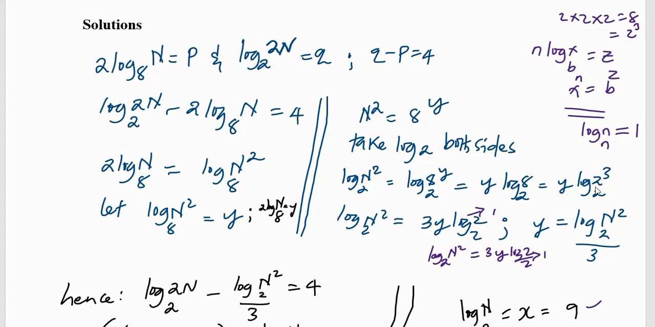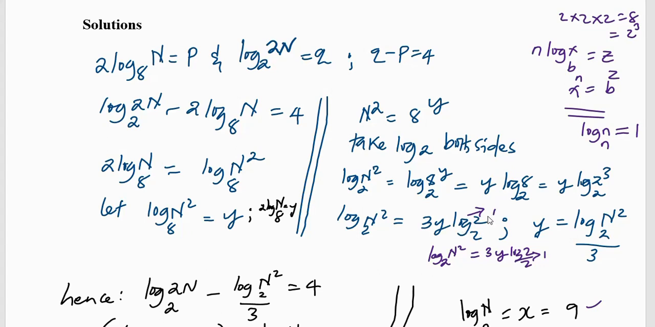What does this mean? It means I'm looking for an expression here that can reduce to 1, because if I continue and use laws of logarithms, I will have the 3 coming this way, so that it becomes 3y, and this remains log 2 base 2, which reduces to 1. So if I come here, I will have log n squared base 2 equal to 3y log 2 base 2.